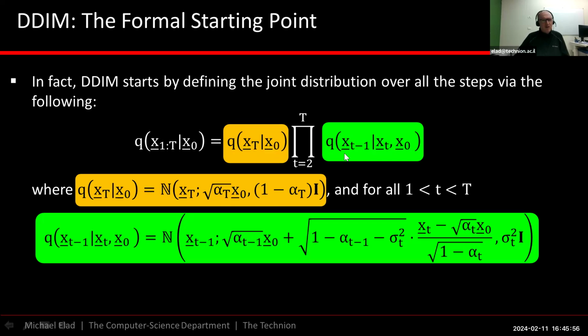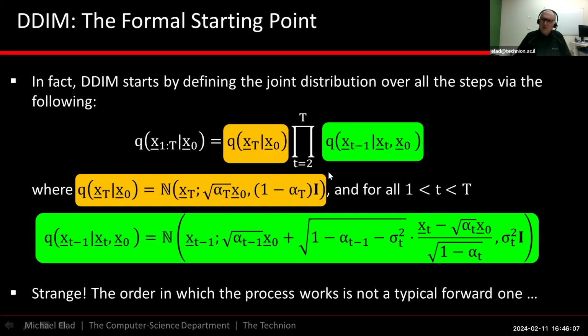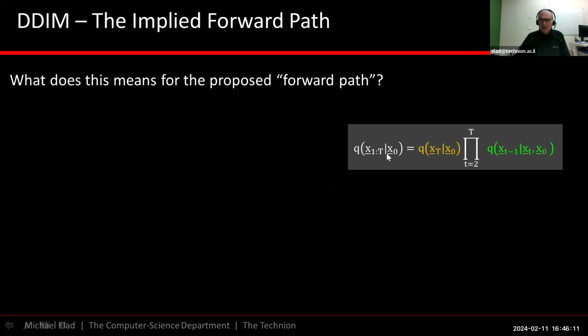Now, if you look at their proposal of how x0 creates the complete chain of x1, x2, x3, all the way to x capital T, you'll see something really, really strange. It doesn't look like a forward process at all. So how does it work? So let's illustrate it. Here's the expression again. And here is how it really works according to their formulas.